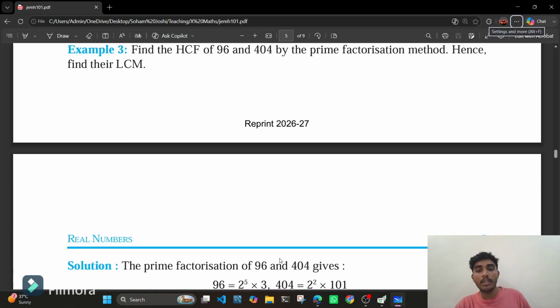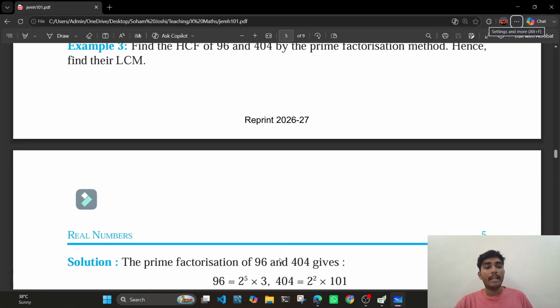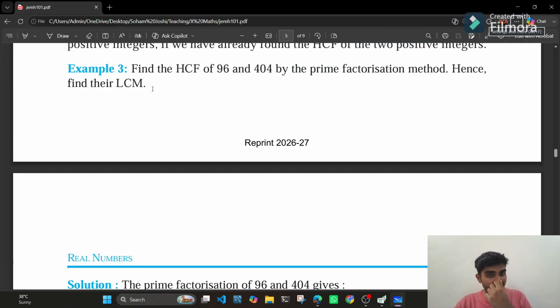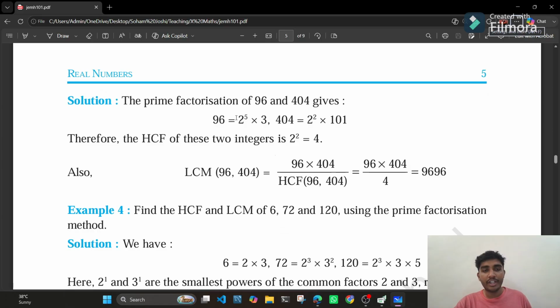I hope this is understood by you. You can practice examples given in the NCERT book. Like we have here an example: find the HCF of 96 and 404 by the prime factorization method. They have written 96 as the product of prime numbers, 2 into 5 into 3, and they have written 404 as the product of prime numbers, 2 to the power 2 into 101.